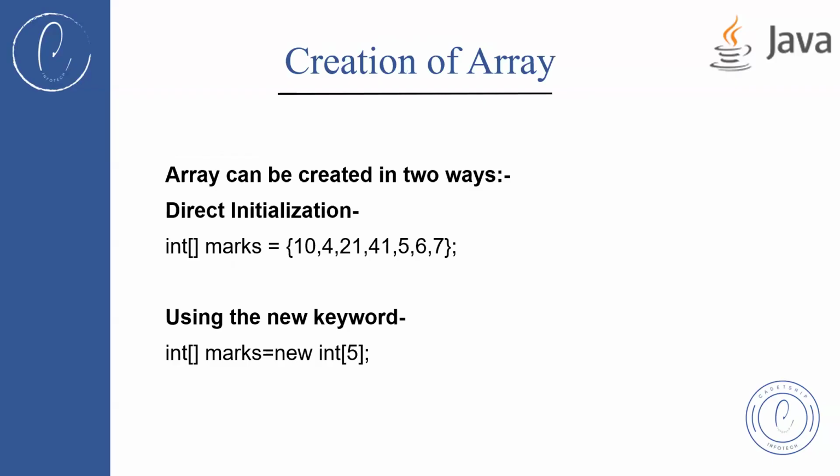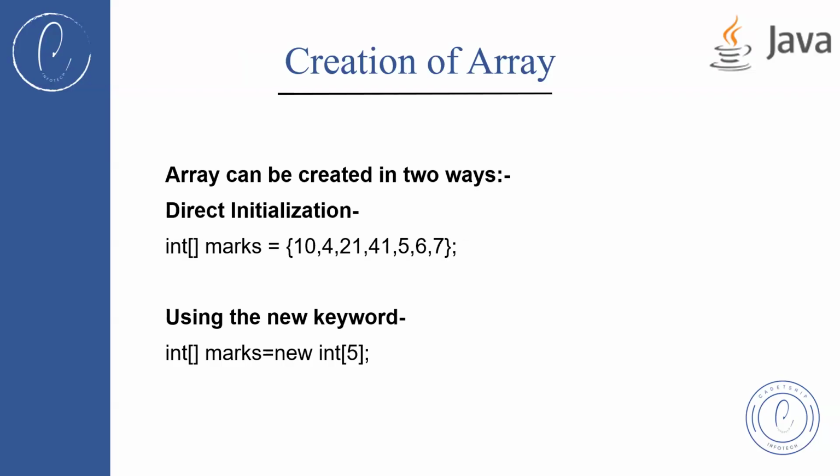So how do we create an array? An array can be created mainly in two ways. First, by using the direct initialization method. So how do we do that? We first declare an array, that is here. We are declaring and initializing in the same line. We are just declaring an array, int square brackets, name of our array, and then we write our elements in curly braces. So this is one way of creating an array, by direct initialization.